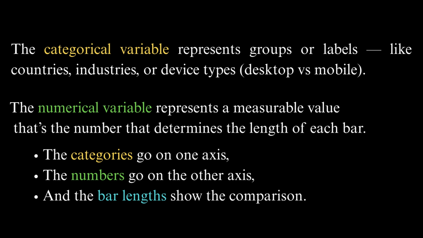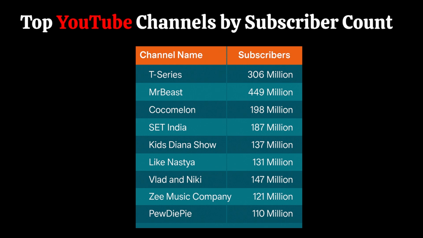So now let us look at a real data set and see how we can make our bar charts look professional. So here is the dataset that we'll be using. It shows the number of subscribers for some of the biggest YouTube channels, and each value represents the total number of subscribers in millions. Pretty straightforward, right? But how we visualize it actually makes the difference.